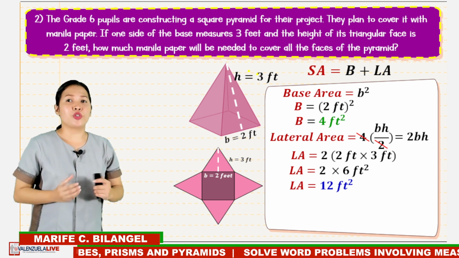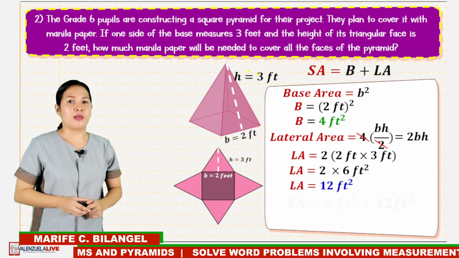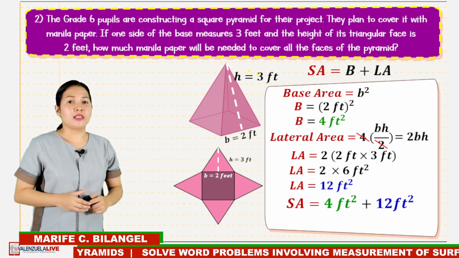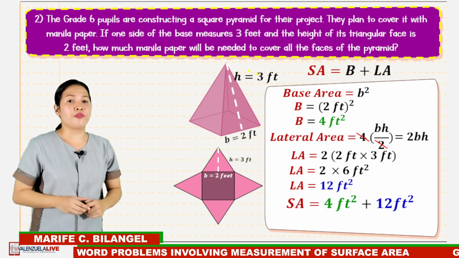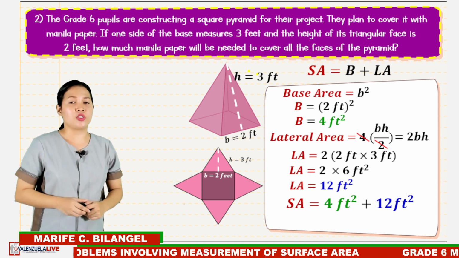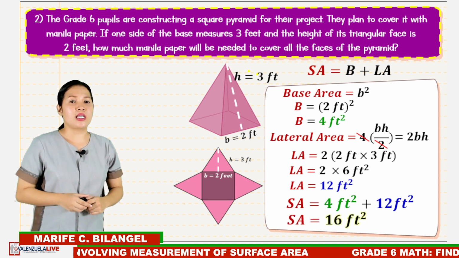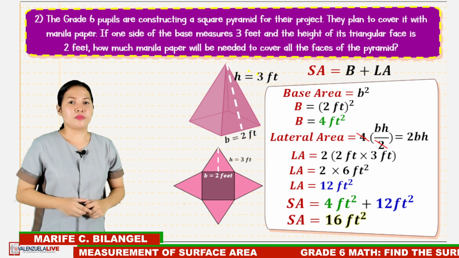To get the surface area of the triangular prism, we add the base area and the lateral area. 4 square feet plus 12 square feet, so that is equal to 16 square feet.